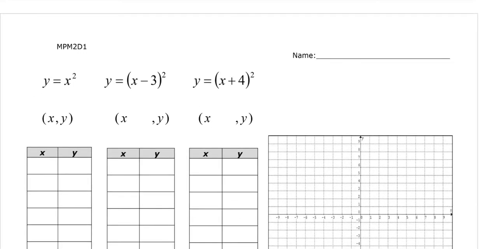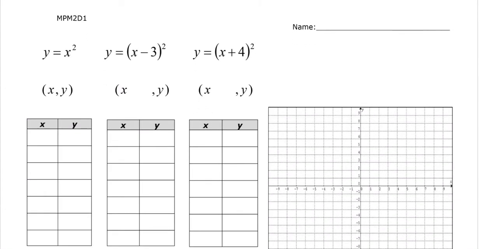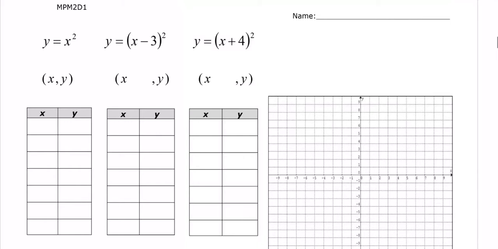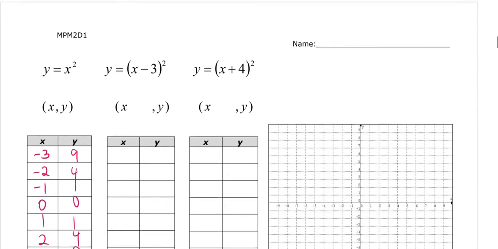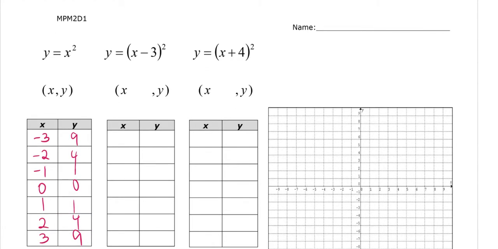Okay, so let's continue on with looking at the different kind of transformation here with the change in the x values. So I'm going to start with y equals x squared again. I'm going to use the same points we used previously, and here they are. The y values are 9, 4, 1, 0, 1, 4, 9. And now I'm going to transform the graph by applying y equals (x minus 3) squared.